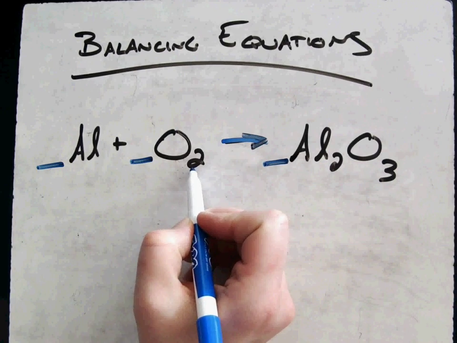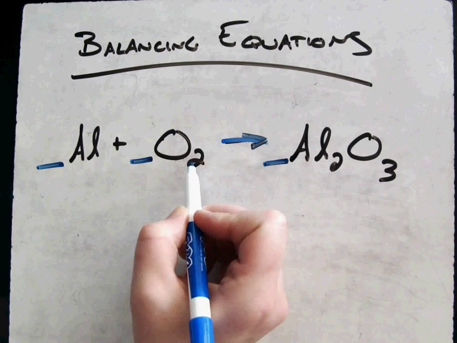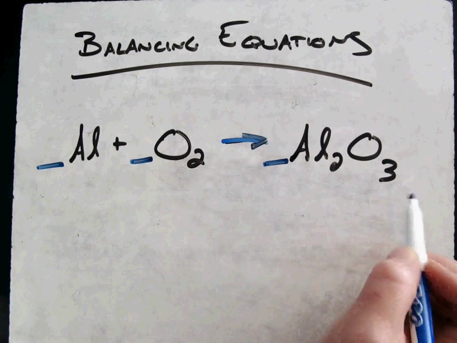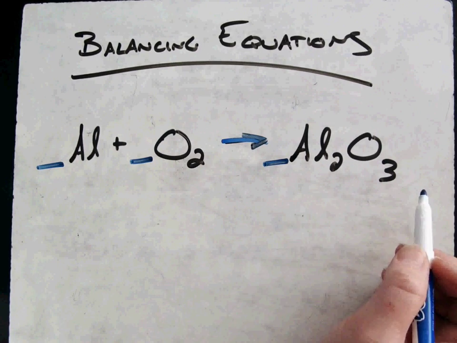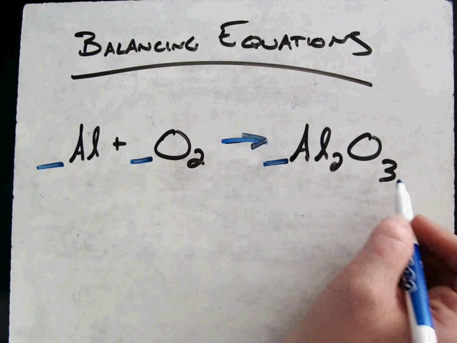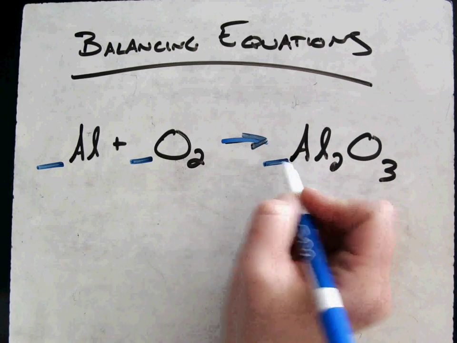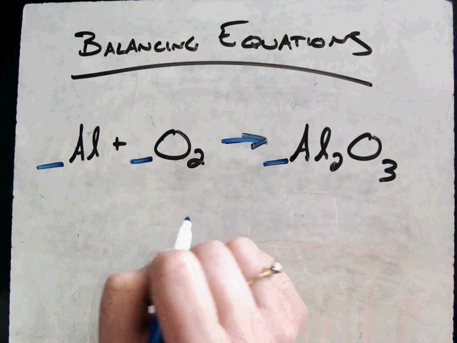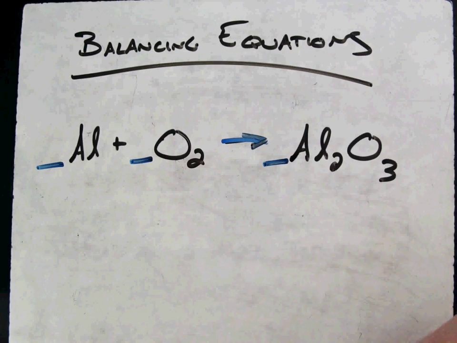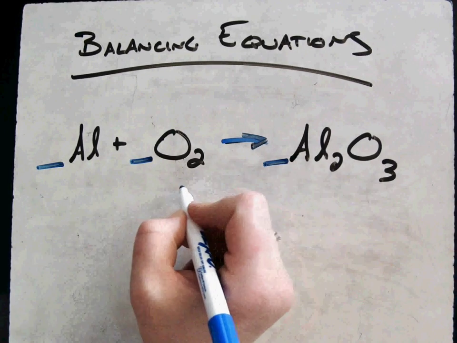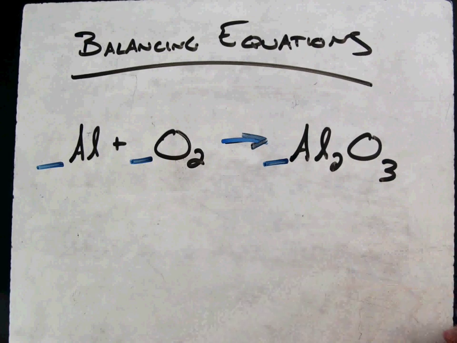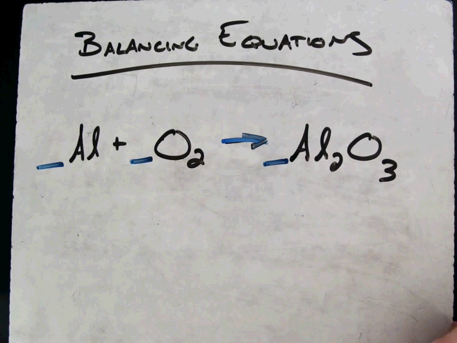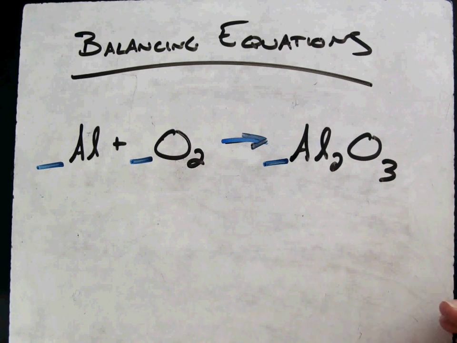2 oxygens and 3 oxygens, there's nothing I can times by 2 to turn it into 3, no whole number integers at least. And there's definitely nothing I can times 3 by to turn it into 2. That would be a positive whole number integer. I can turn them both into 6 though. I like to think of this as an odd-even problem. Odd numbers and even numbers, usually the way you're going to solve this is by multiplying them by each other.